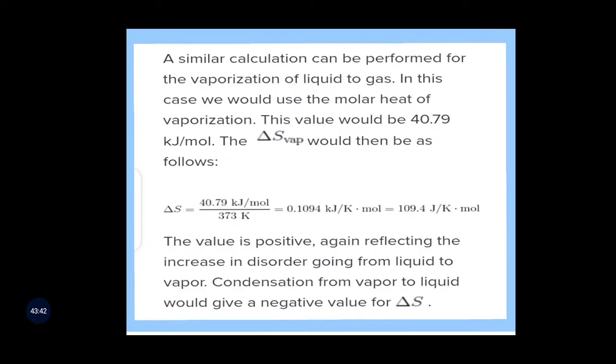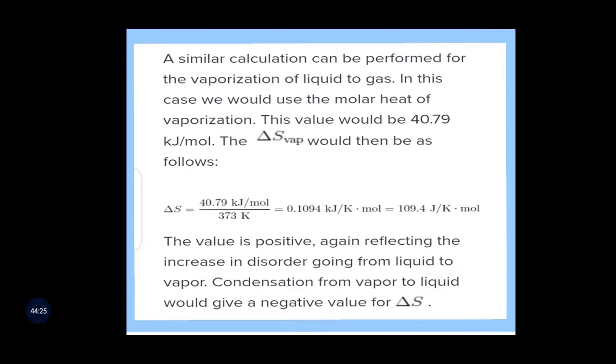So a similar calculation can be performed for vaporization too, just as we have in freezing. So we can also have it here under vaporization. Still that formula, the heat of vaporization over temperature, will give you the change in entropy. So okay, let's look at this paragraph. From this calculation, we can see that our answer shows that the entropy is positive. The value is positive, again reflecting that increase in disorder going from liquid to vapor.